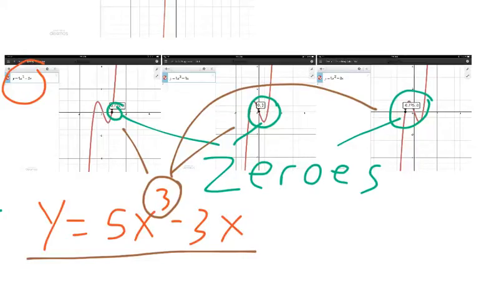And last thing with this graph, notice that it starts from the bottom, from negative infinity, comes up, comes down, and goes back up to positive infinity. So it has no floor and no ceiling. So there's no absolute max or min here. So with this graph, there's no absolute min or max.